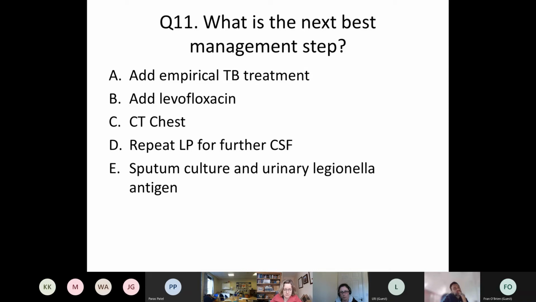Would you add empirical TB treatment? Add levofloxacin because you're thinking about atypical pneumonia? Do a CT chest, repeat a lumbar puncture for further CSF, send the sputum for culture, urine for Legionella antigen. We could do pneumococcal antigen as well. Any thoughts?